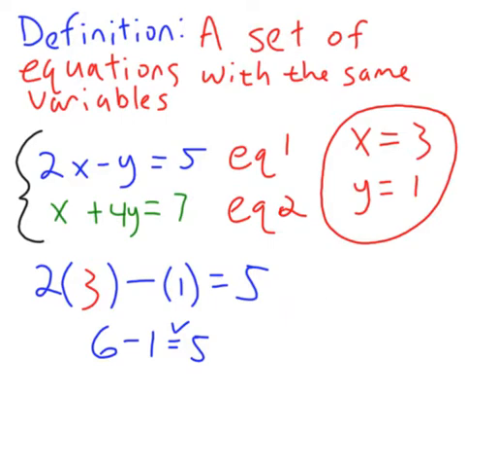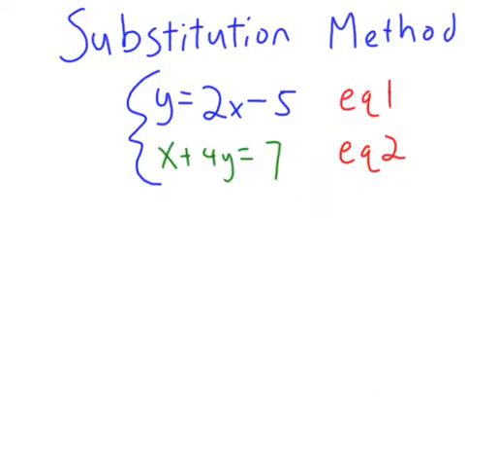All right, 3 plus 4 times 1 should equal 7. And guess what? 3 plus 4 equals 7. So that checks out. Now, that works for something like this. That's simple to see, but as the equations become more complex, we will want a more complete method, something that we can run through every time that's better than guessing and checking. So what we'll look at first is the substitution method for solving a system of equations.